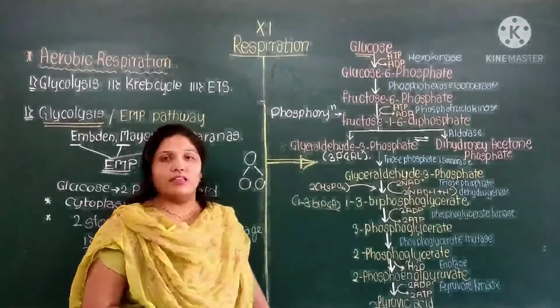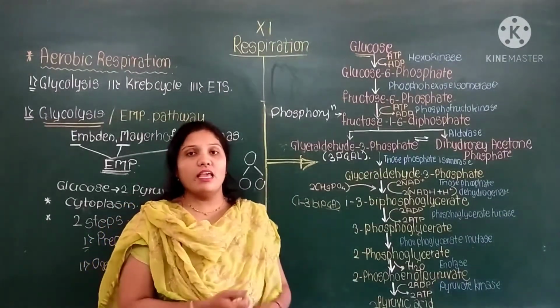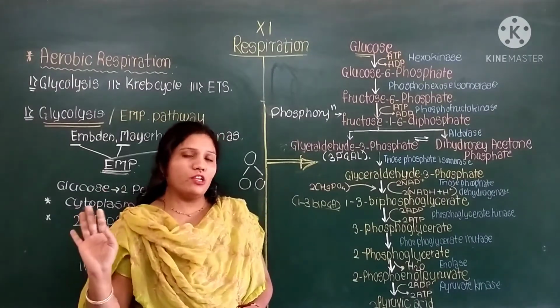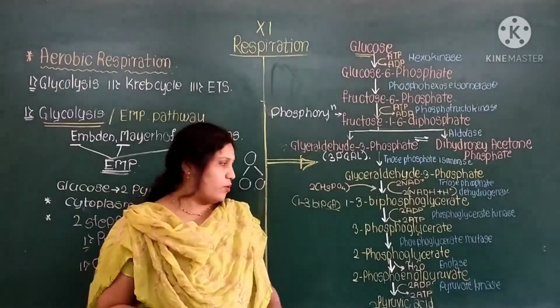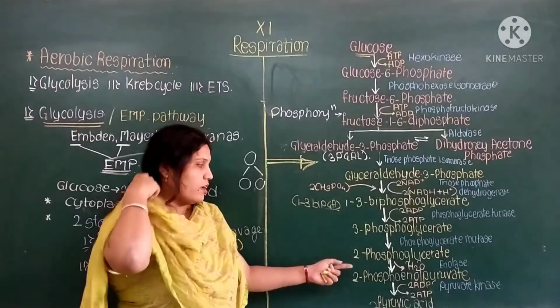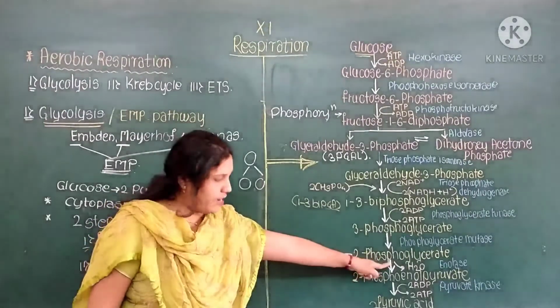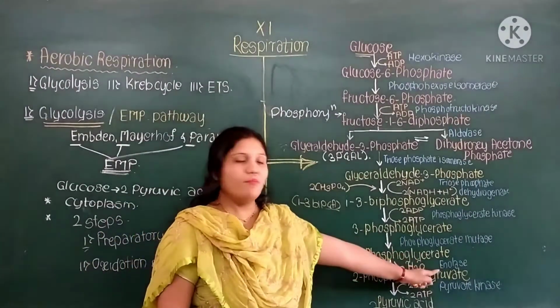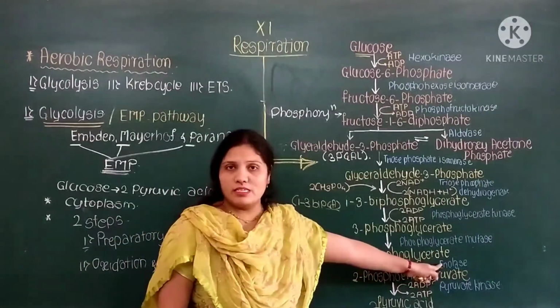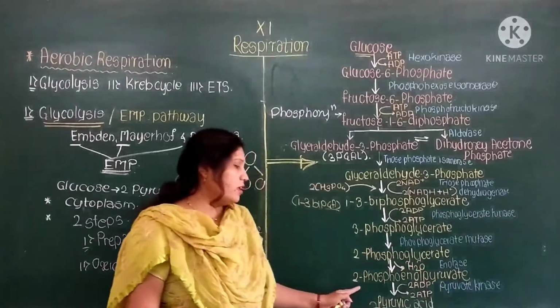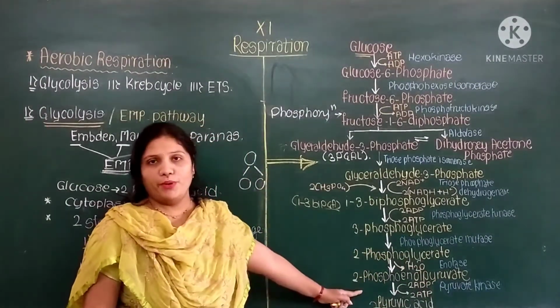Okay, then the next step is known as dehydration. Dehydration means what? Removal of a water molecule. Now here, this 2-phosphoglycerate undergoes dehydration in the presence of the enzyme known as enolase, and then it forms 2-phosphoenol pyruvate.